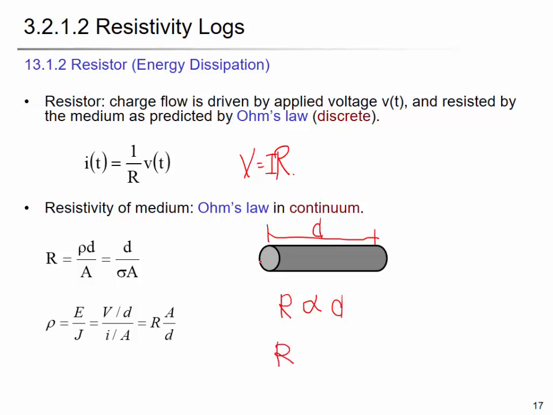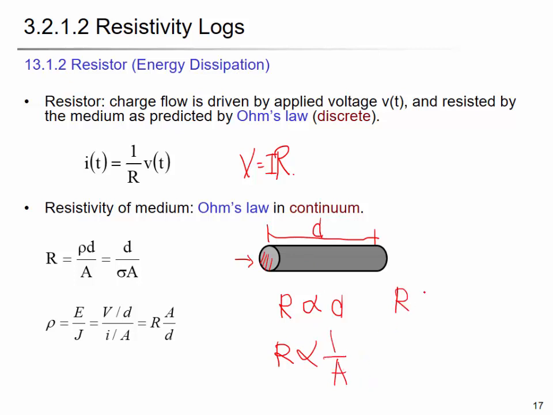And what about the area? Area is related to the available area for electrons to flow. If you have a larger area, it's like water flow. If the pipe is larger, then the water flows faster, right? So the current can flow more easily if you have a larger diameter. So the resistance will be inversely proportional to the area, right?